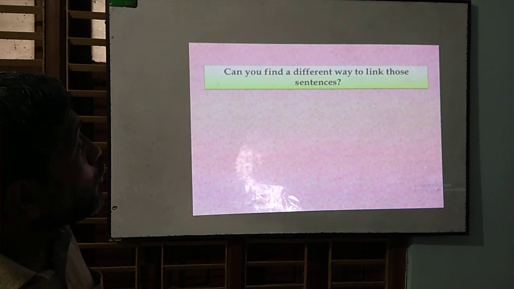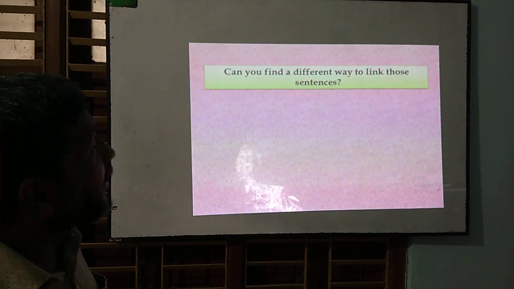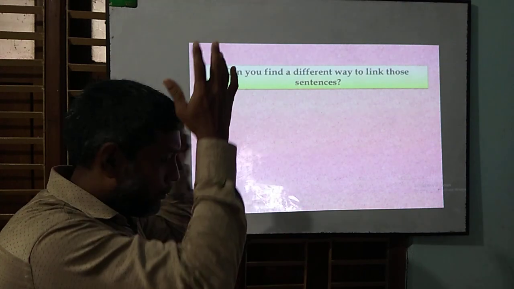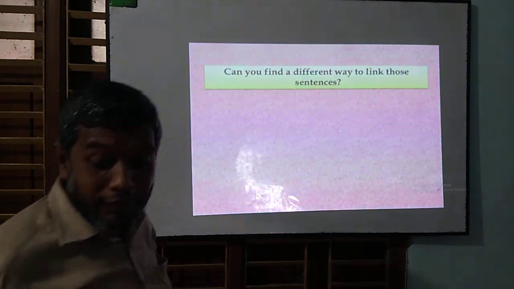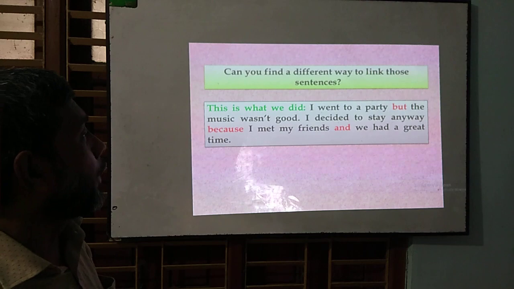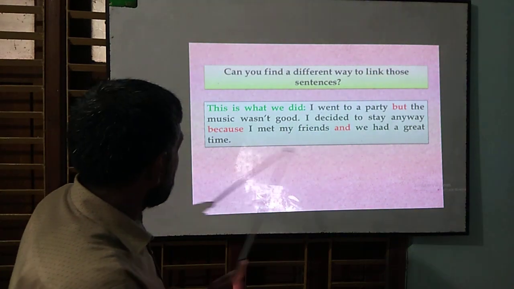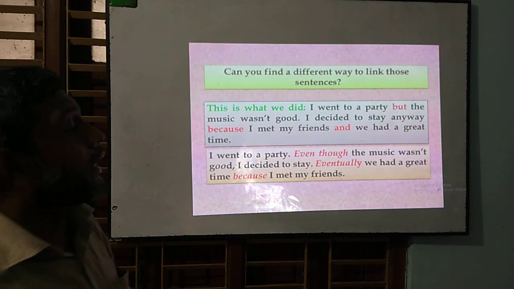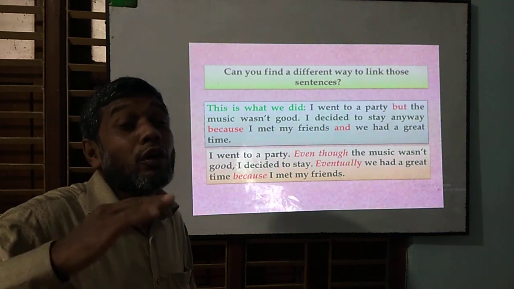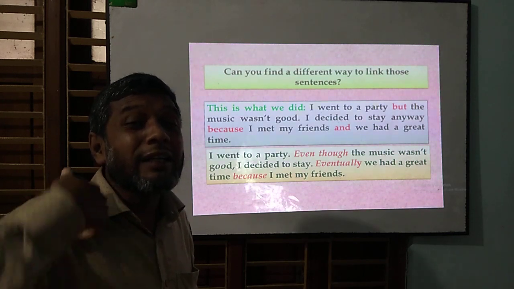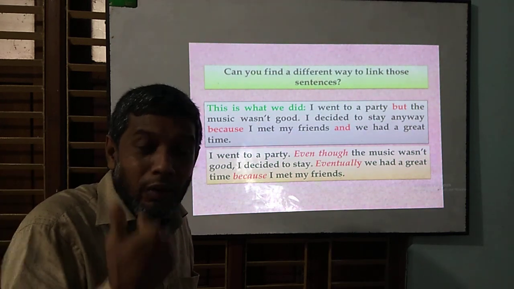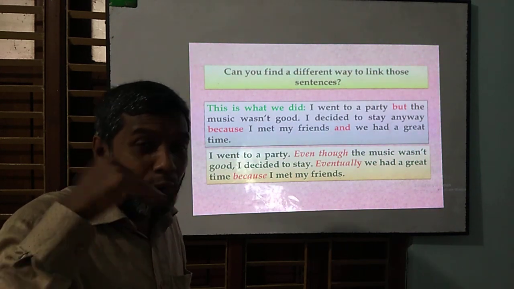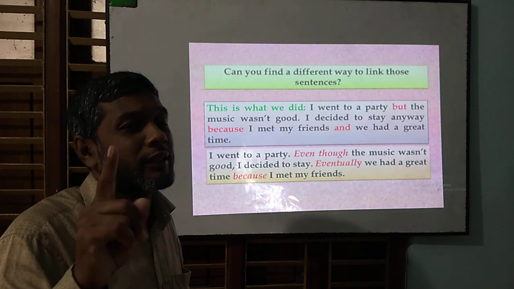Now, can you find a different way to link those sentences? We have thought in a way and joined the sentences in one type. But if you would like to think in a different way, these were our previous connectors that we used. But in these sentences, we can use them in a different way also. So what I am trying to tell you is it depends on your thinking, how you would like to finish your sentence. You must depend on your thinking first.